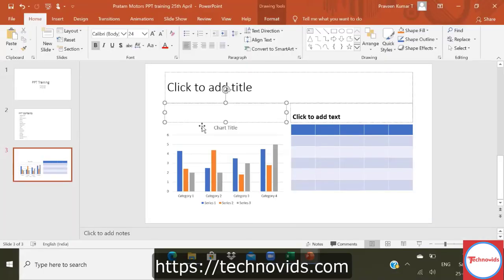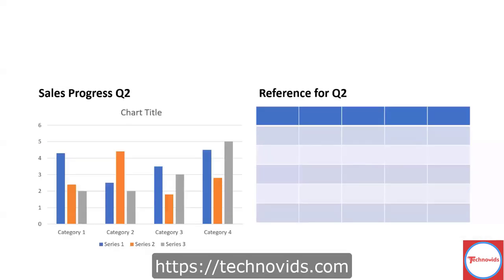Yeah, so the heading might be on sales progress, right? Might be Q2 or Q3, whatever it is. And this might be some information or reference material which you're trying to put right here for Q2, right?